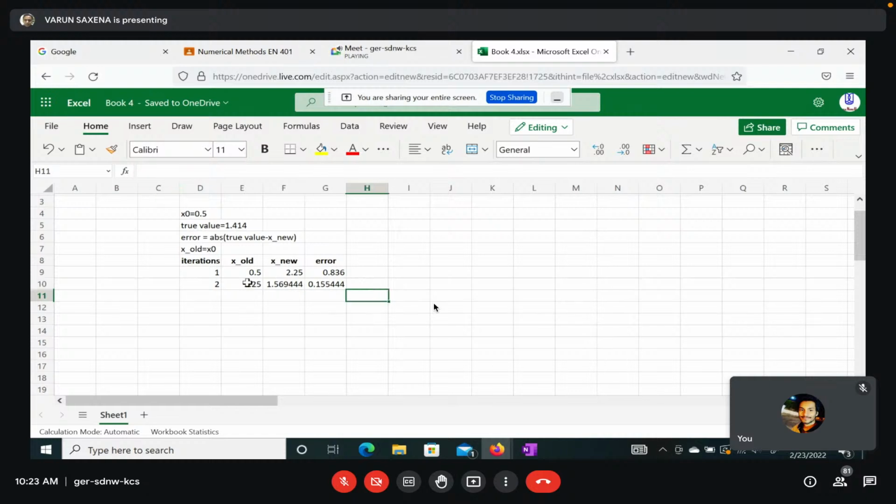So this is the second iteration. You repeat it, and now you've got this answer. You see that the error is significantly reduced, but it is still quite high.